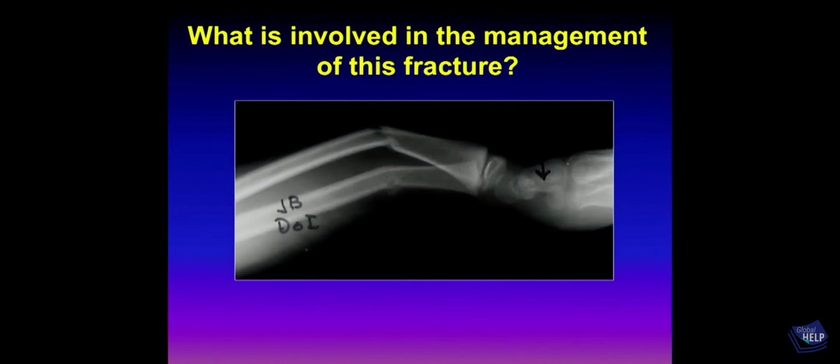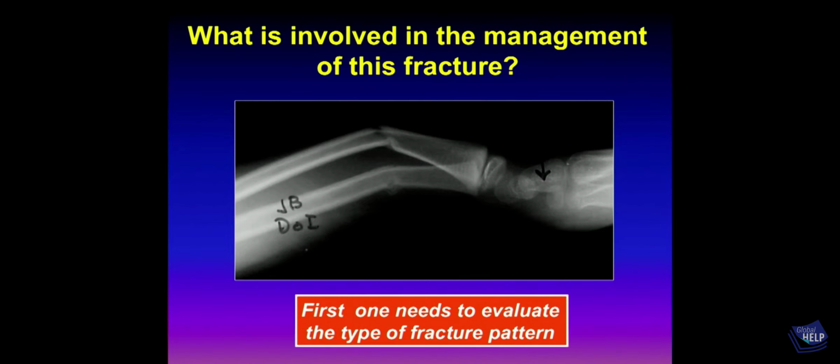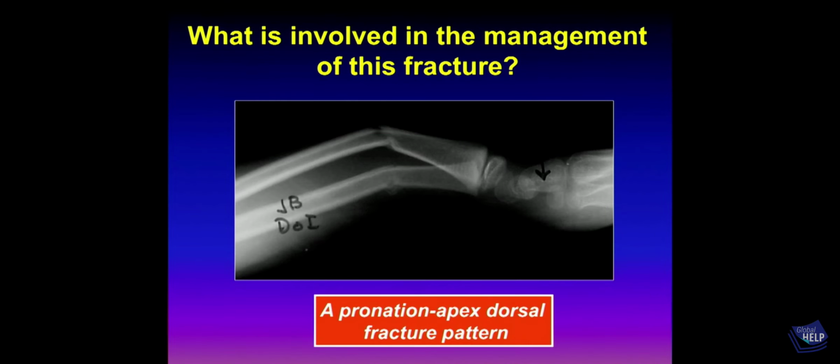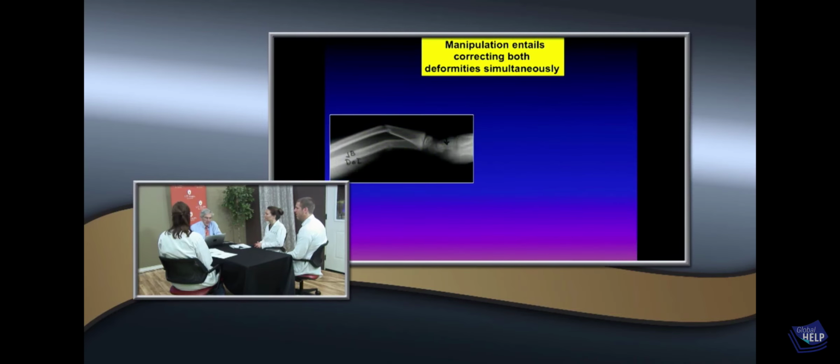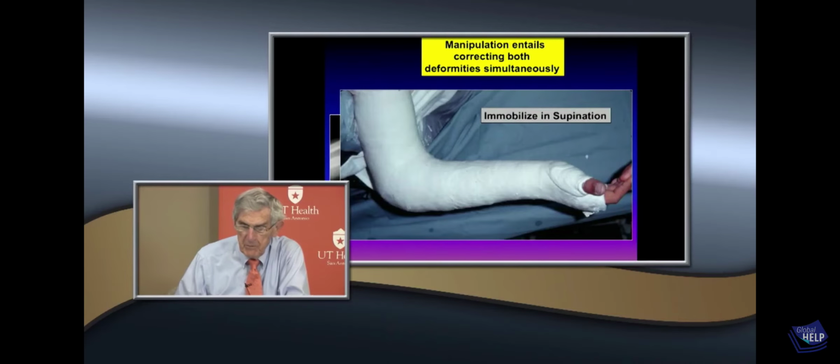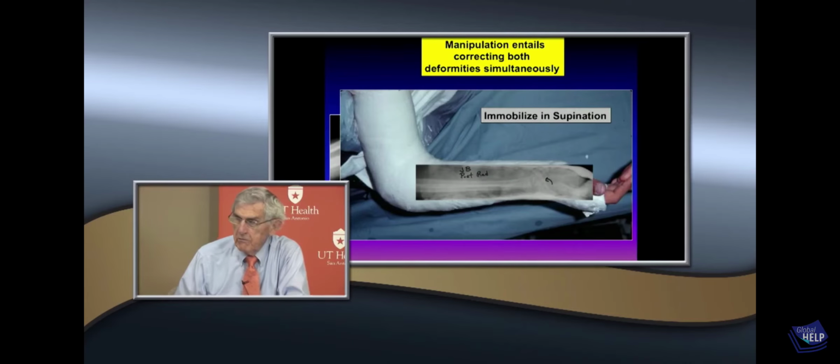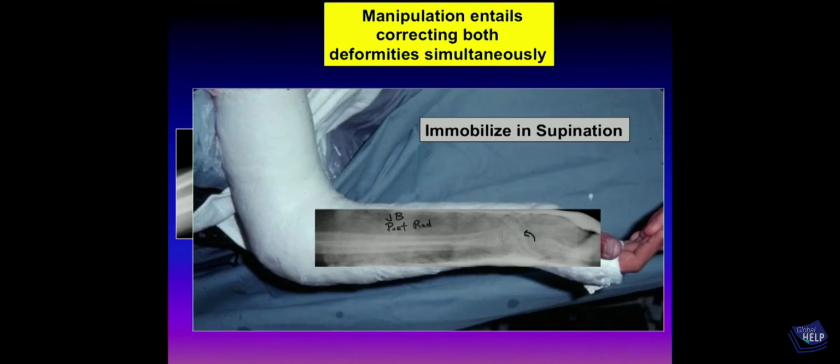Now, what about this one? This is your favorite. You just told me it was apex dorsal, and it's pronated. So how are you going to reduce this one? We should supinate that. That's exactly right. You need to evaluate the type of fracture pattern, and you told me this was an apex dorsal pronation fracture pattern. And so the best way to manipulate it, you told me, was what? To supinate. That's exactly right. And you manipulated it into supination, and here you immobilize them in a long arm cast in supination, and you see you've fully corrected both the rotation and the angular deformities.